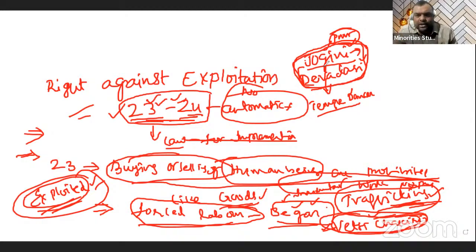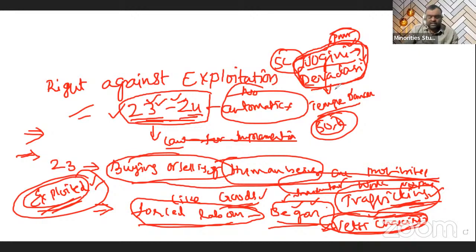According to Article 23, in any form, whether Jogini, Devadasi, vetti chakiri, forced labor or begar, one should not exploit others. Usually the Joginis belong to the SC community. Even now in Telangana, there are approximately 50,000 Joginis. You can see all these things on the YouTube channel.